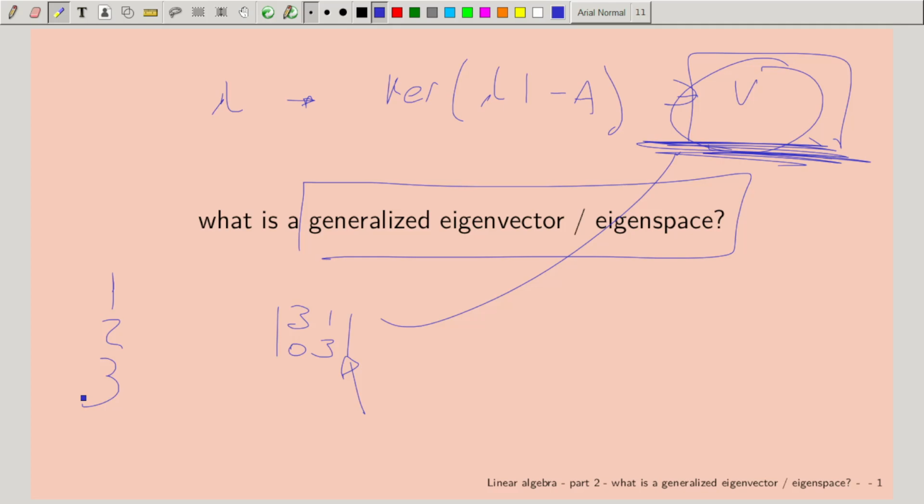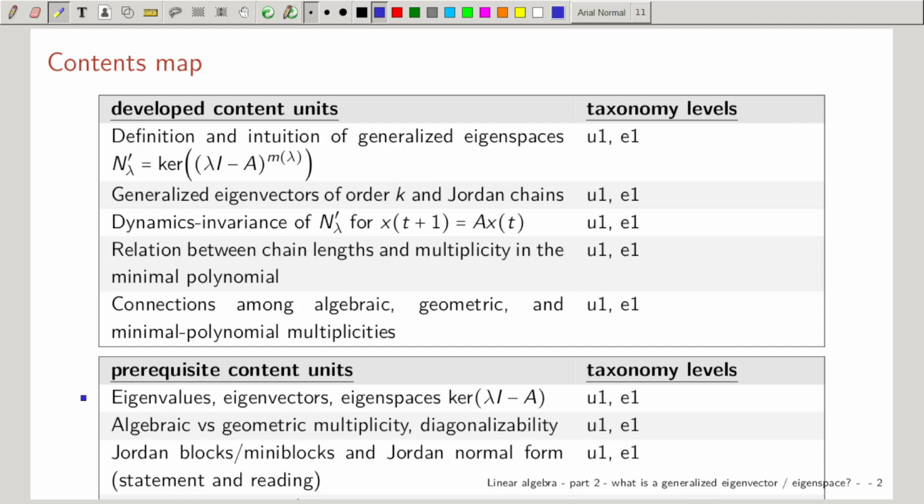How much are we aligned in terms of what we are going to do right now? 1, 2, 3. And the need for this: we need it because we want to have a basis. Perfect.